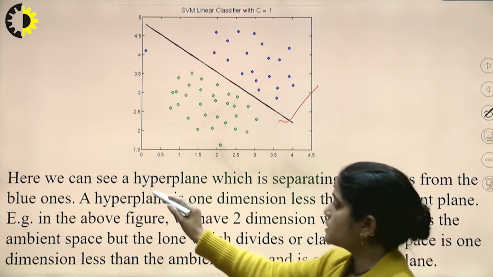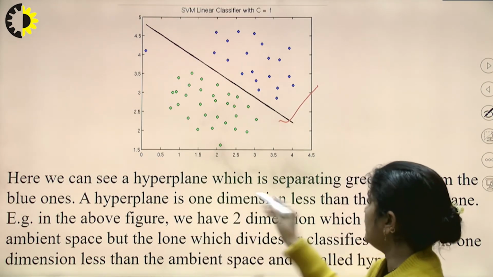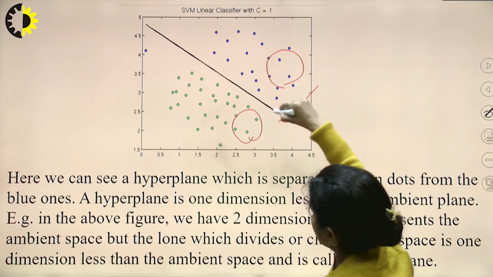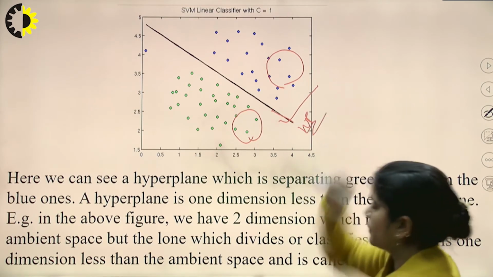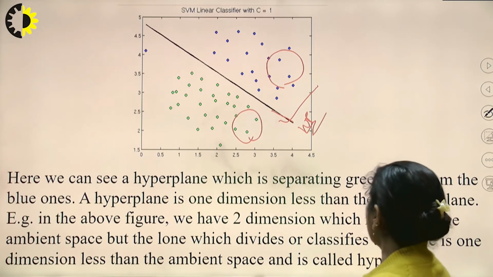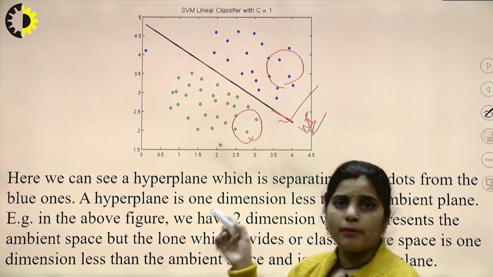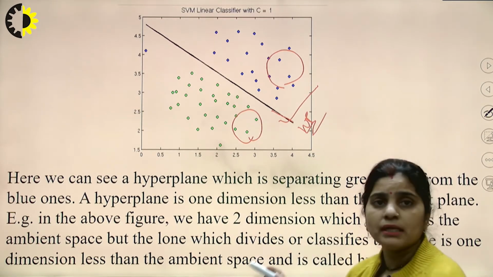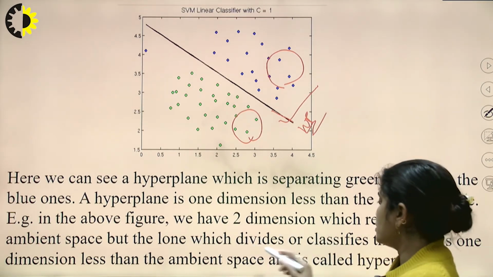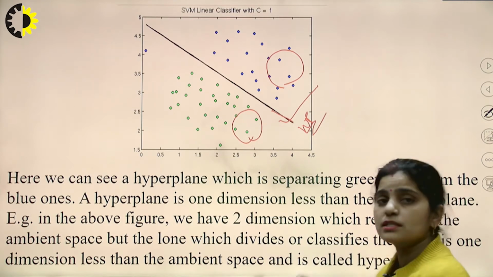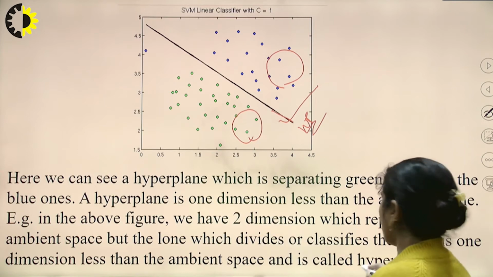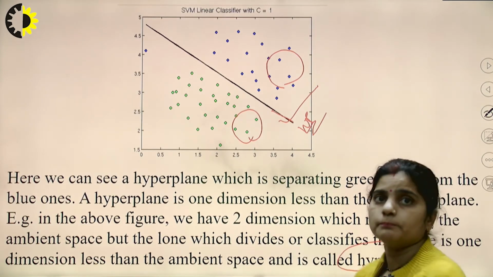So here we can see easily the hyperplane which is separating the green dots and the blue dots. Okay, but a hyperplane is one dimension less than the ambient space. So in the above figure we can see that we have two dimensions representing the ambient space, but the line which divides or classifies the space is one dimension less than the ambient space, and that's why it is called the hyperplane here.